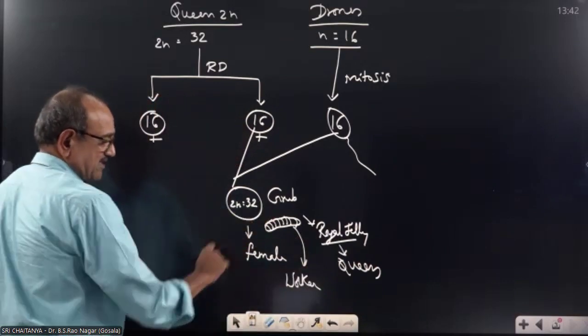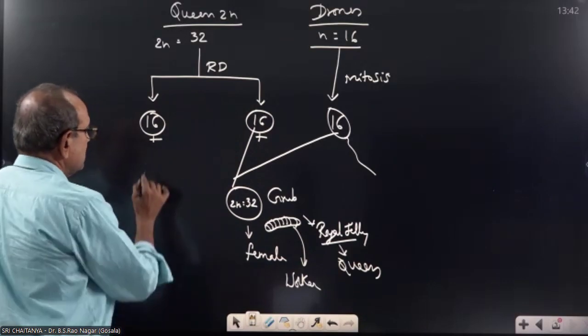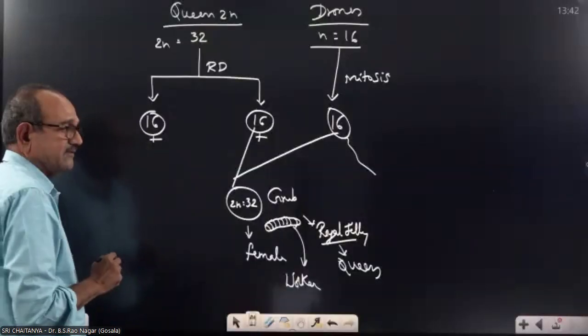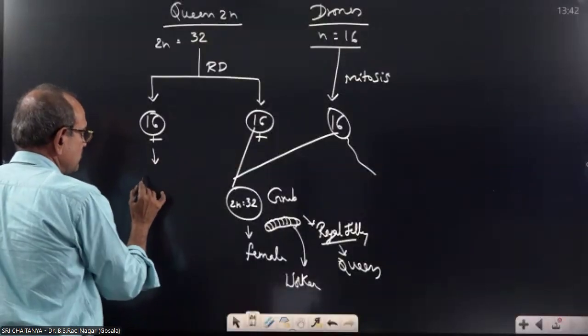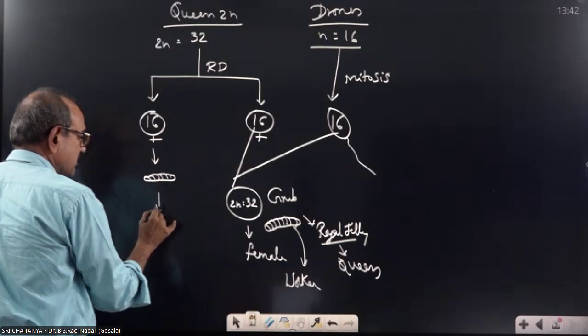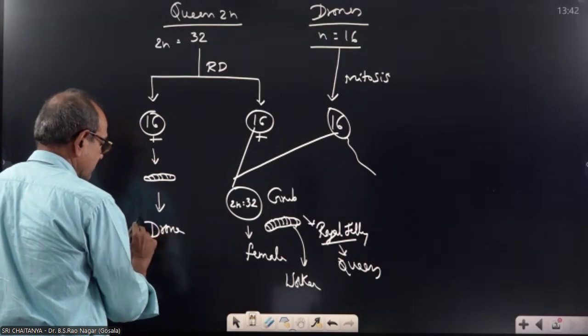Of course, that is a different aspect. Now come to how the drones are produced. The unfertilized egg directly develops into a grub. Then the grub automatically develops into a fertile male, that is the drone.